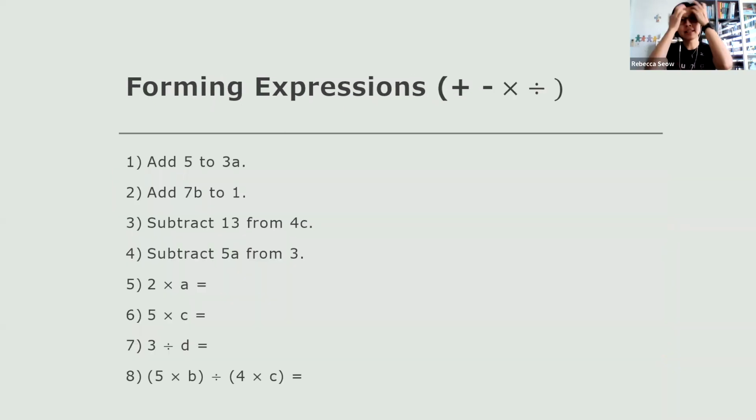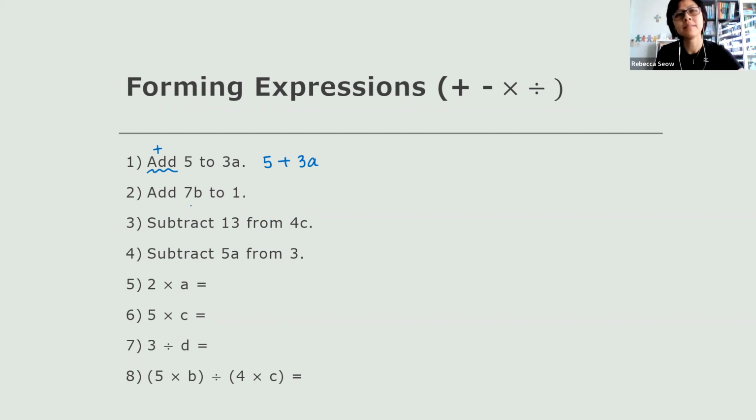Okay, now lastly, let's take a look at how we form expressions using plus, minus, times, and divide, the 4 operations. So for question 1, add 5 to 3a. For addition, we use the plus sign, right? So if we add 5 to 3a, it will be written as 5 plus 3a, okay? Because add would mean you have to use the plus sign. And if you notice, the 2 terms, they are unlike terms. We don't put them together.